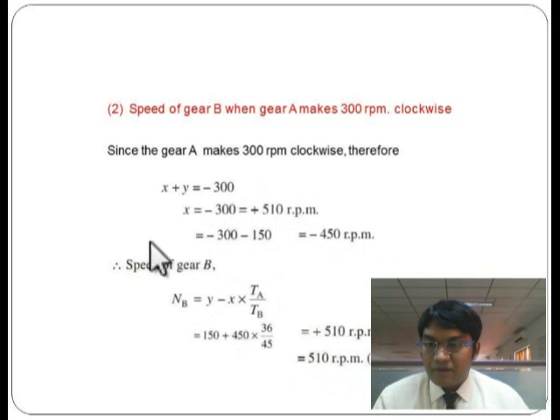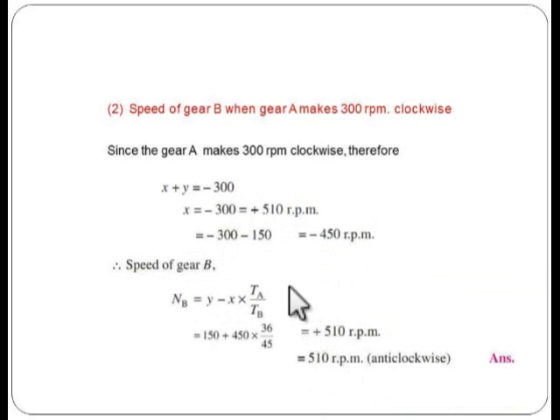Next, we're going to find out the speed of gear B now. I know y already, which is 150. Now the new x is going to be minus 450. Now you're going to find out the speed of gear B. So substitute x and y, TA and TB, and you will get your speed of gear B as 510 rpm. It's going to be a positive sign, so it's going to be in the anti-clockwise direction.